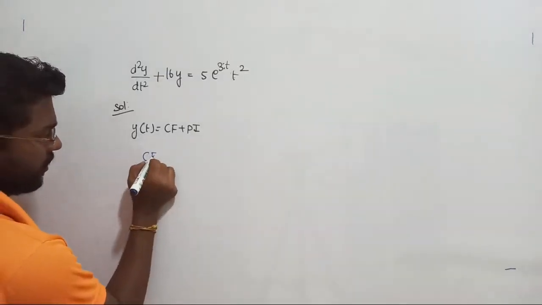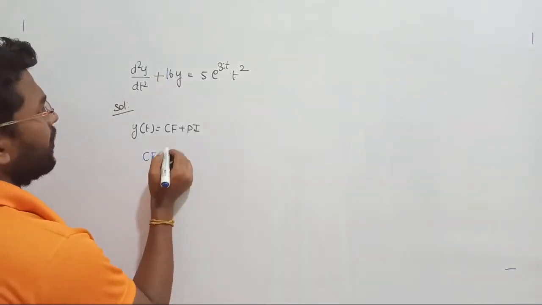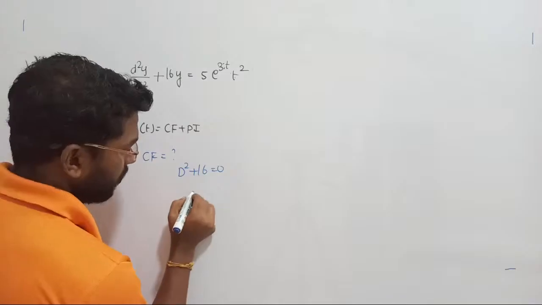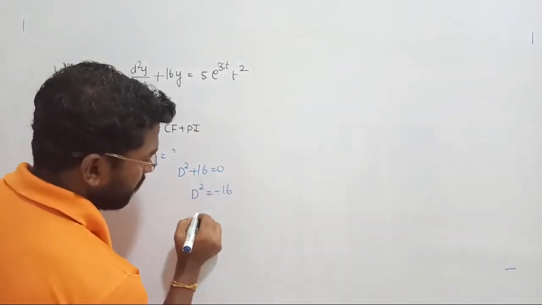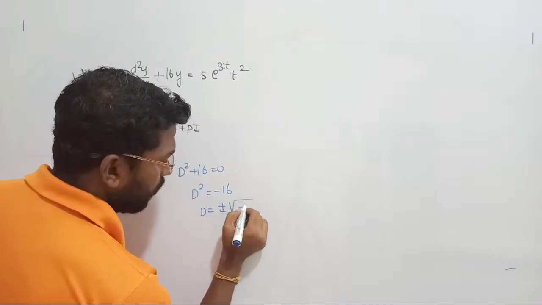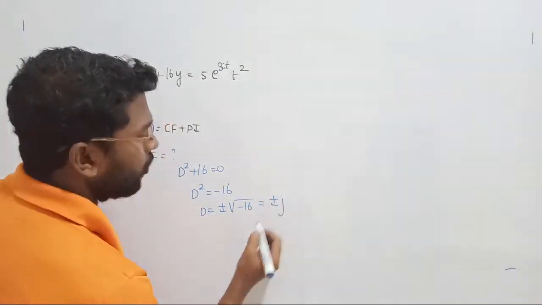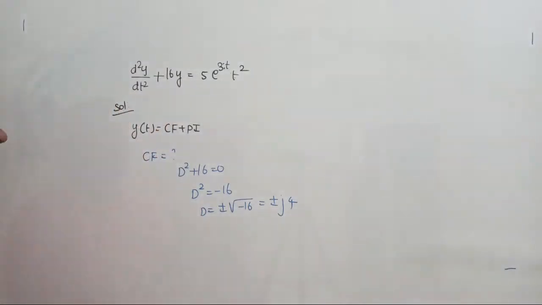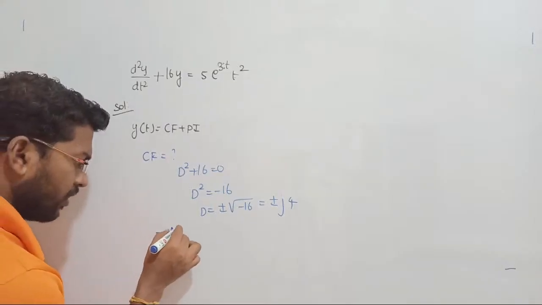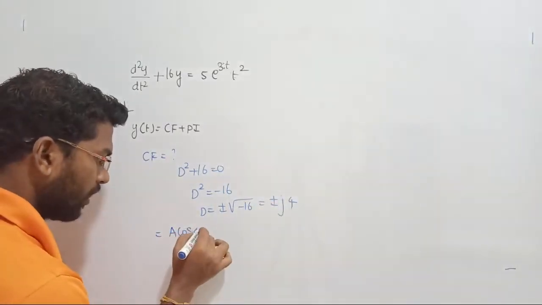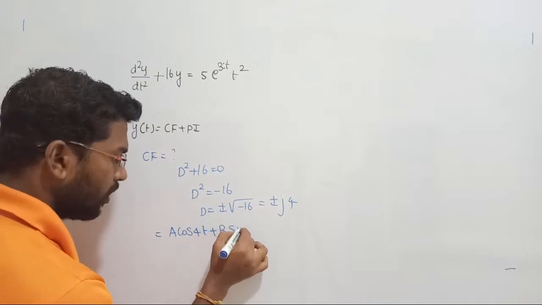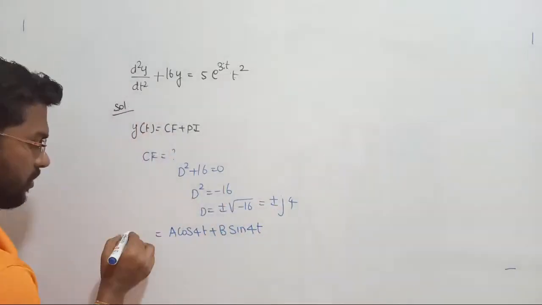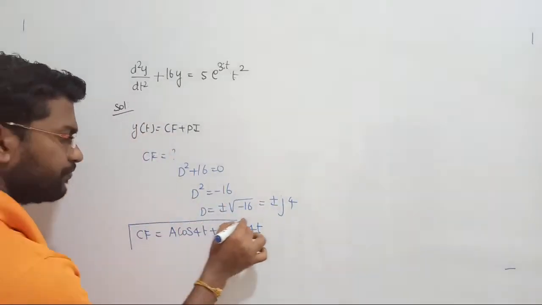Complementary function for this, it is going to be d square, what can we write? d square plus 16, let's see. d square plus 16 equal to 0, exactly. Then d square equal to minus 16. d is equal to plus or minus root of minus 16. Root of minus 1 is j, root of 16 is 4. So we are getting purely imaginary roots. What is the answer? The answer can be written as a cos 4t plus b sin 4t. We got only one pair, so that is sin 4t. If two pairs come, we will consider the next step. That is going to be the complementary function.